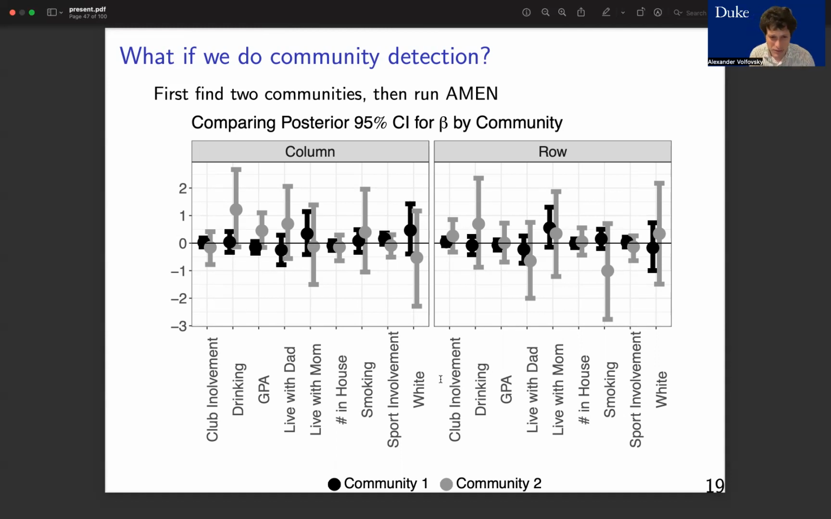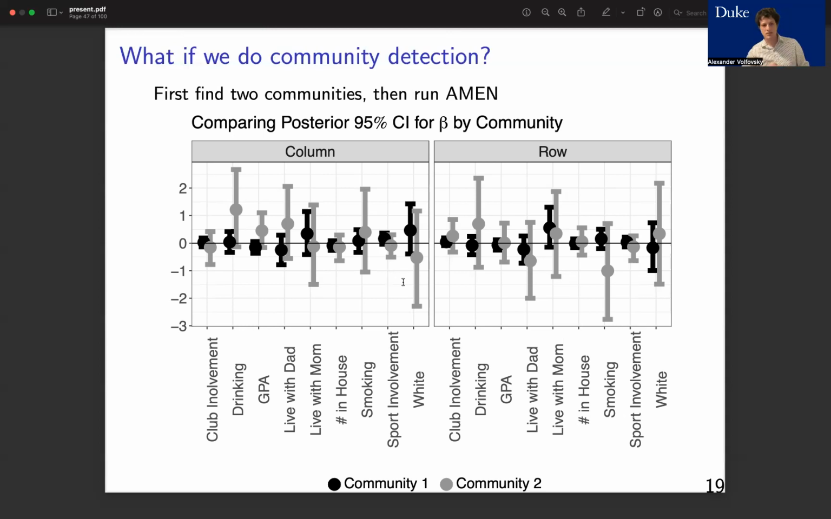And as you can see, while the results are in the same theme overall, and we're going to actually show analytically that they have to be on average, we see that in community 2 there seems to be a positive effect of GPA on the column effect. It looks like smoking has a negative effect here for community 2.